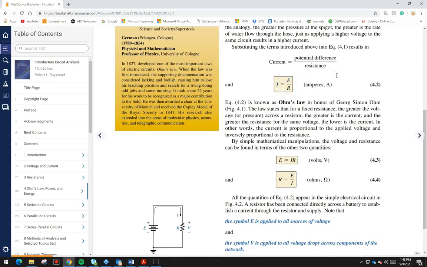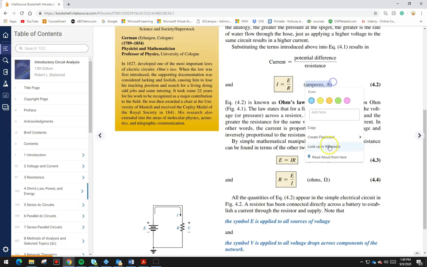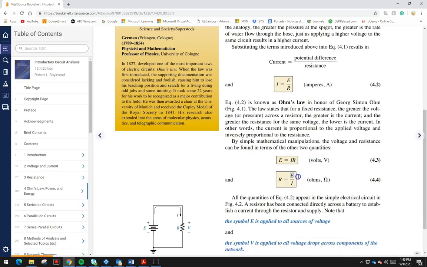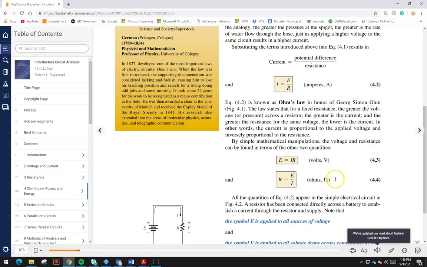So this brings everything into one place. Current is equal to the potential difference over the resistance. If the units of voltage are volts, the units of current are amps, and the units of resistance are ohms, then everything is going to be in place. So in other words, if you divide volts over ohms, you're going to get amps. If you multiply amps times ohms, you're going to get volts. And if you divide volts over amps, you're going to get ohms.